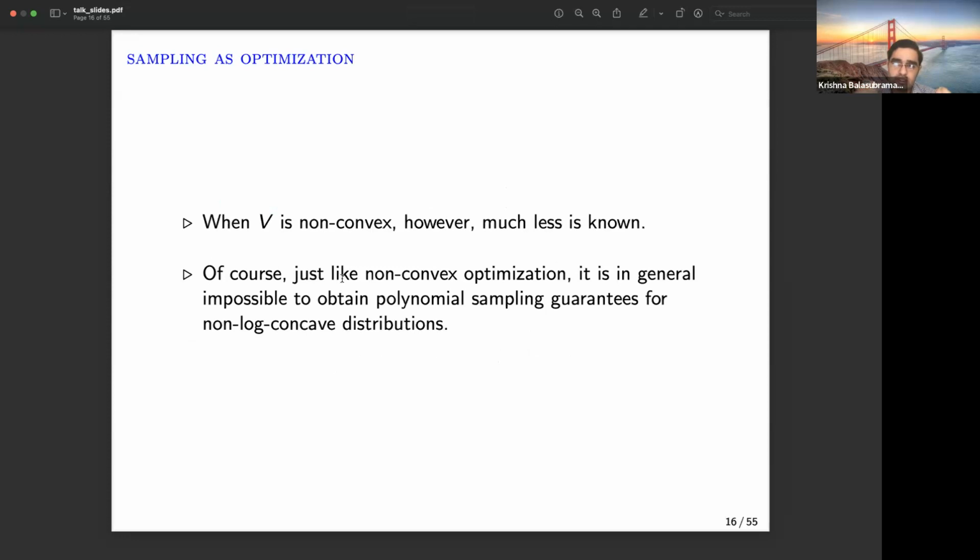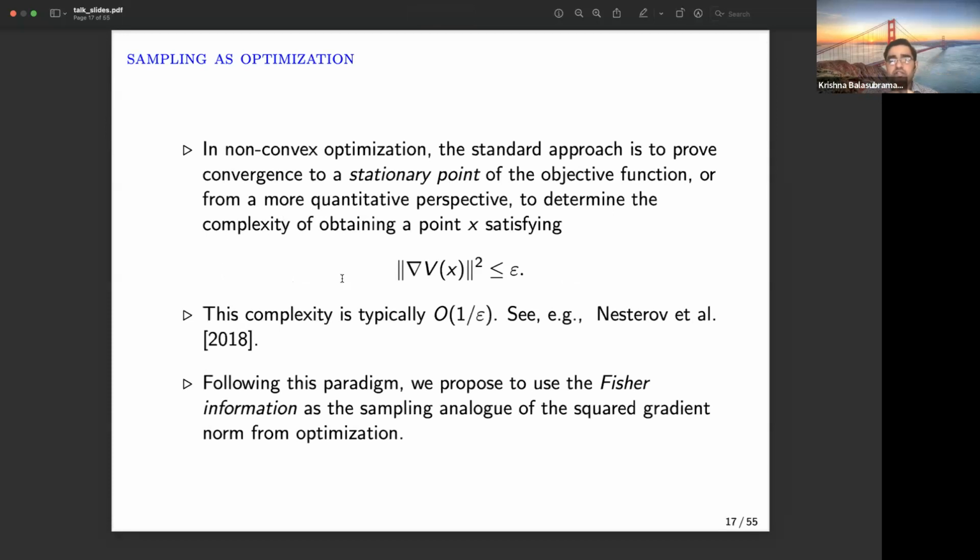Now, all the while we have been motivating this sampling problem as an analog to optimization. So let's ask ourselves, in non-convex optimization, how do people develop guarantees for gradient descent or other classical algorithms? Obviously, for arbitrary non-convex functions, you cannot have any global convergence guarantees, because the function can be arbitrarily non-convex and it might take exponentially long to get to the global minima. But what we can ask is, are we converging to a reasonable stationary point?